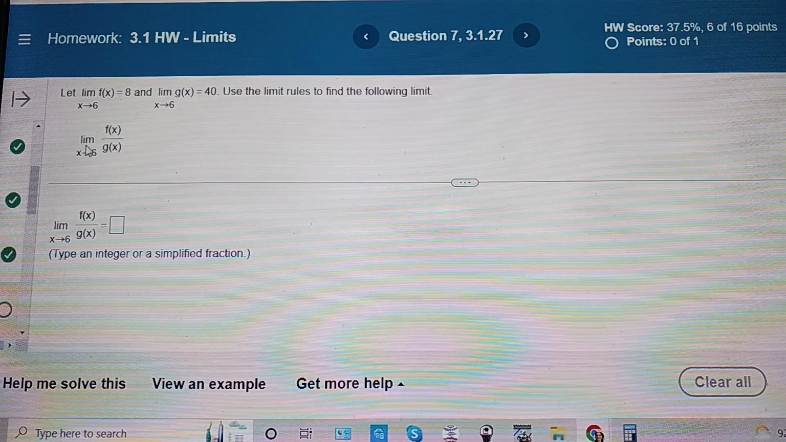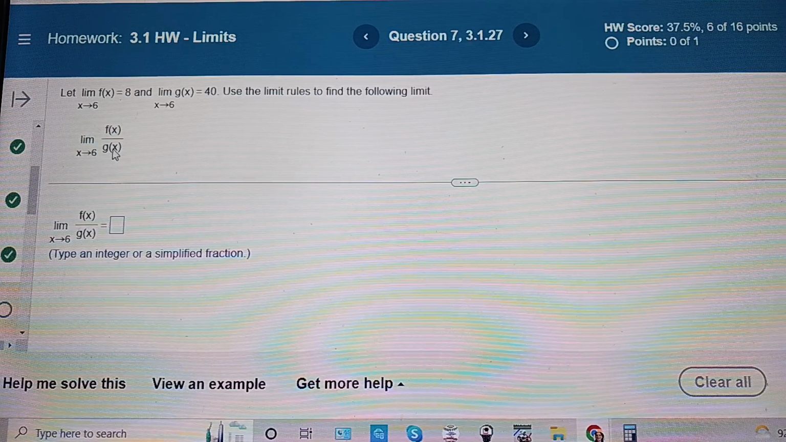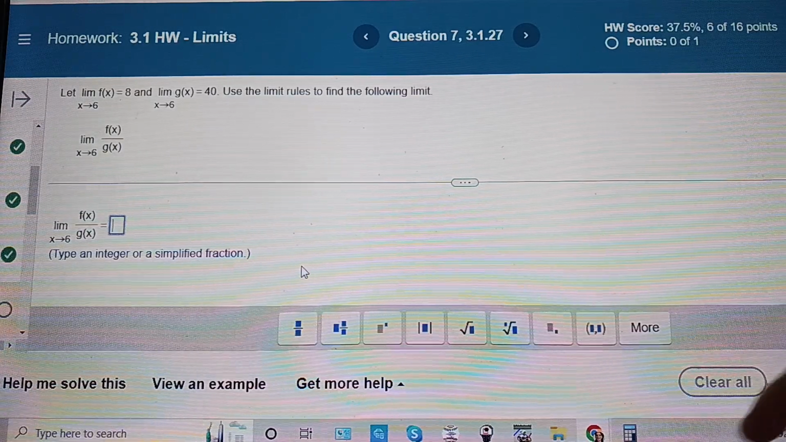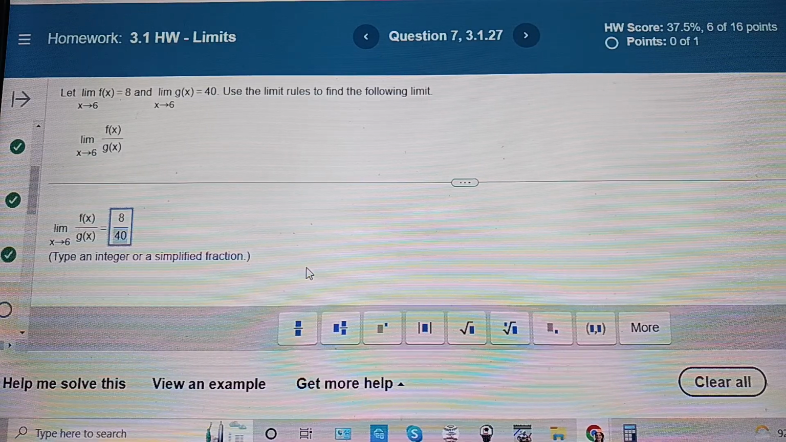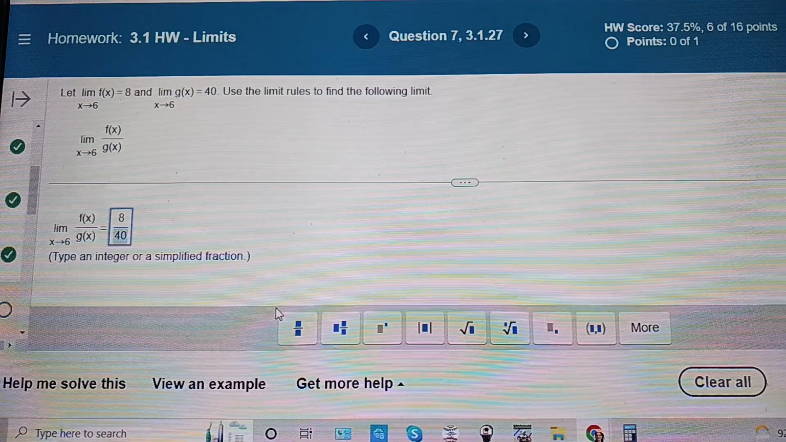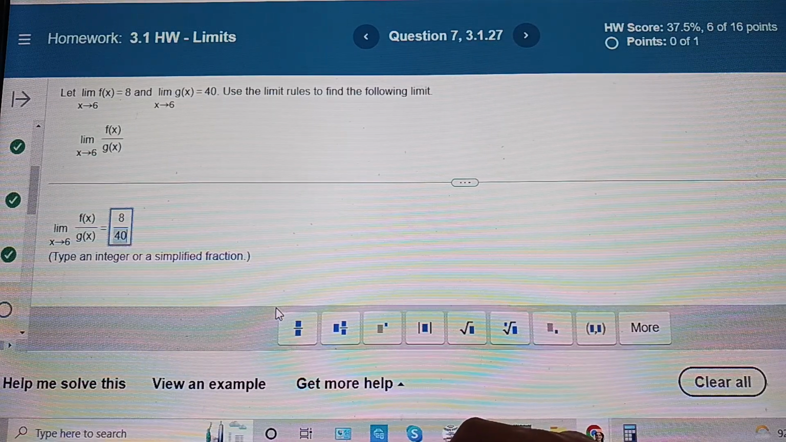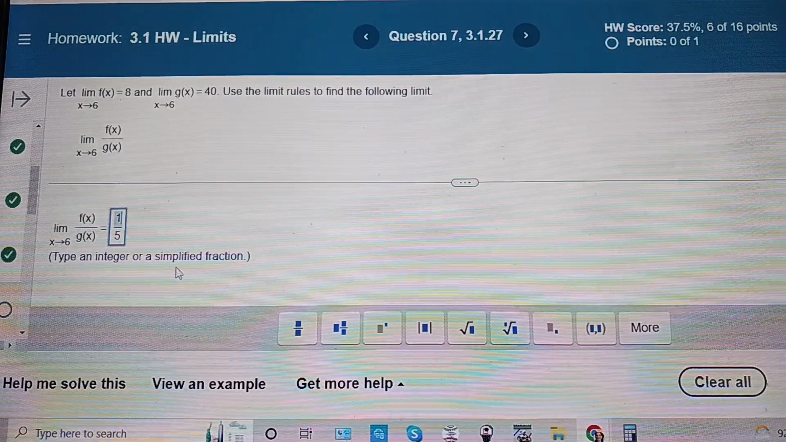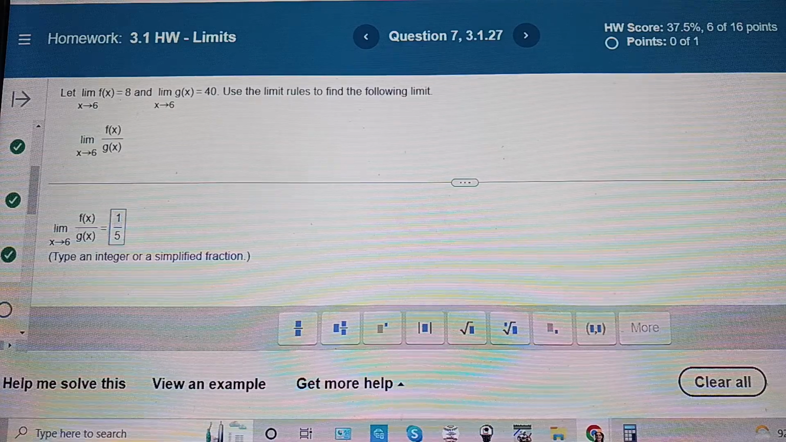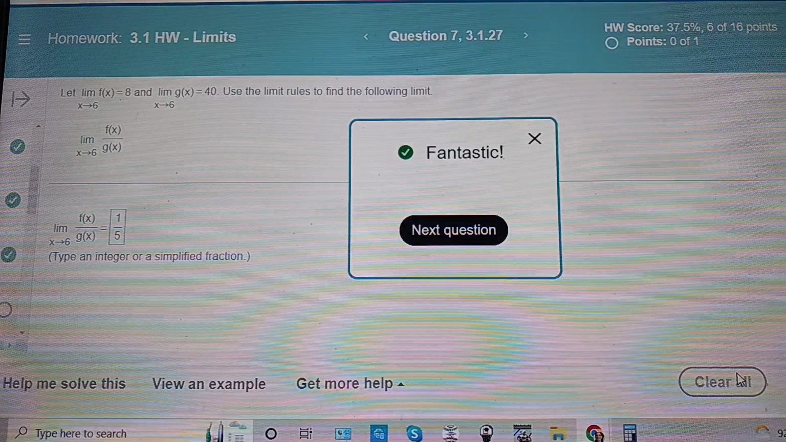So in other words, if I want the limit as x approaches 6 of f of x divided by g of x, I already know the limits individually, so I can take their individual answers and just do what the math is saying. I can just divide them. Literally 8 divided by 40 would be the answer. Here it says type in an integer or a simplified fraction, but in theory, the answer would be 8 over 40, but that does reduce by 8, so we do need to reduce it to 1/5 or they're going to count it wrong because they asked for a simplified fraction. But really what it is is 8 divided by 40.